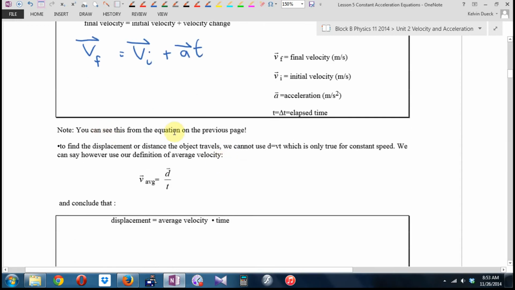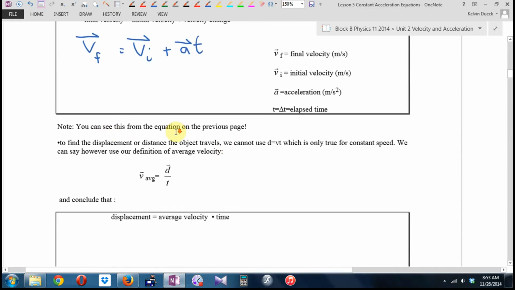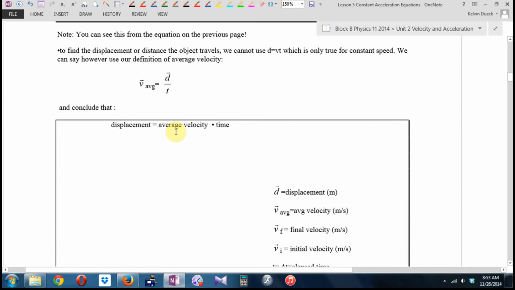So I said, note, you can see this from the equation on the previous page. Now, we'd also like to talk about distance or displacement. To find the distance or the displacement, we can't use d equals vt, because this is only true when you're not accelerating. We want one size fits all. We want, Devin, one that'll also handle when you press the gas pedal down or press the brakes. So we did say this, v average equals distance over time. I want to get the distance by itself.